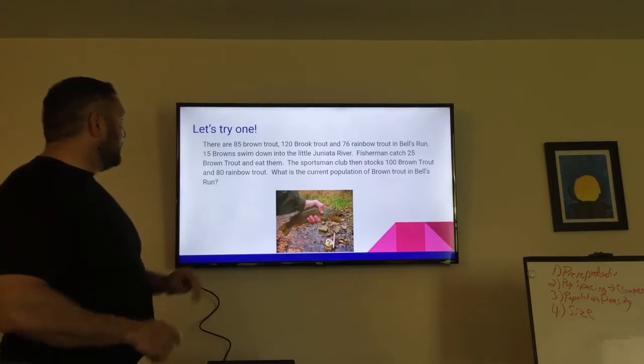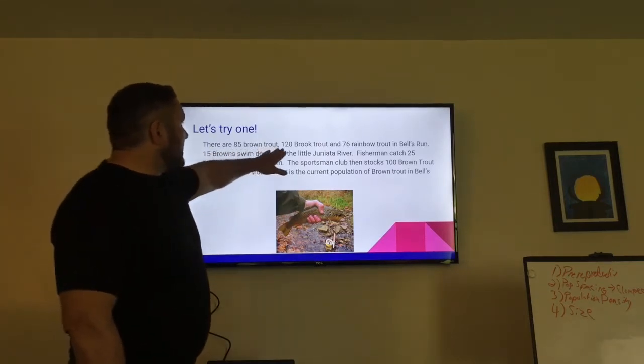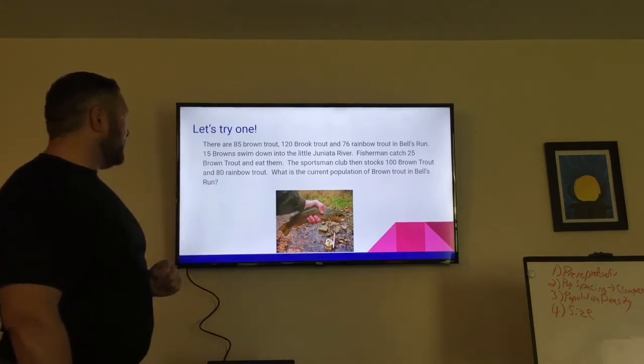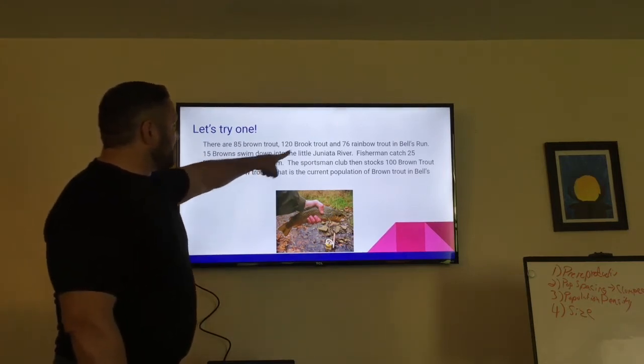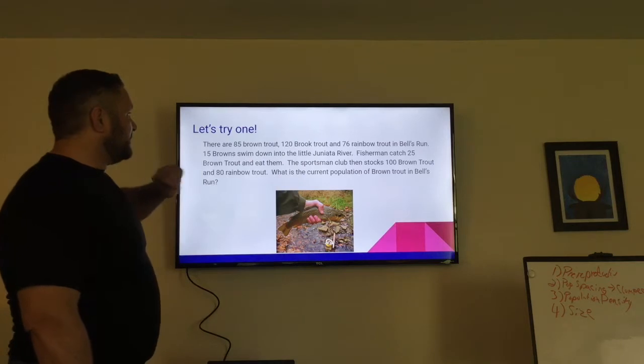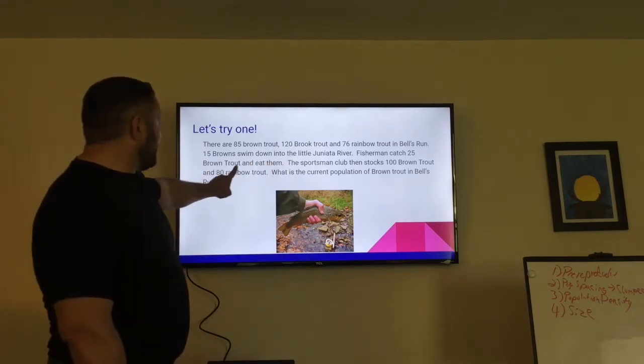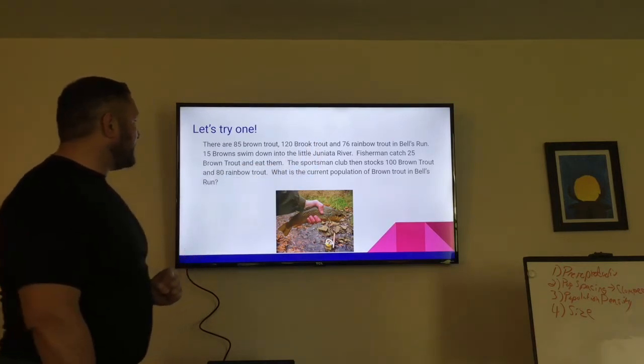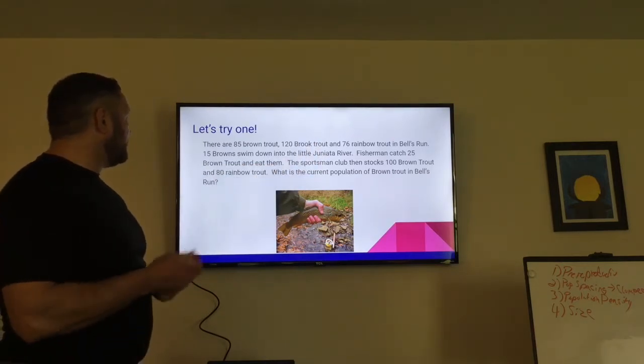Here's a sample problem. There are 85 brown trout, 120 brook trout, 76 rainbow trout in Bell's Run. 15 brown swim down into the Little Juniata River. Fishermen catch 25 brown trout and eat them. The Sportsman's Club then stocks 100 brown trout. What is the current population of brown trout?